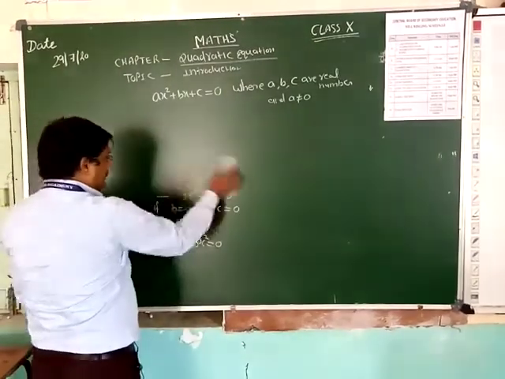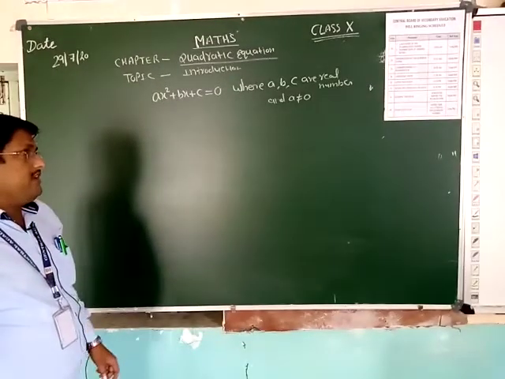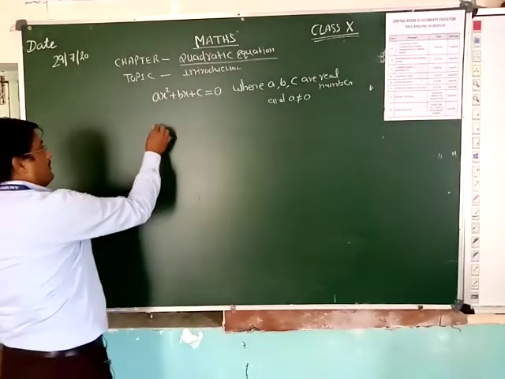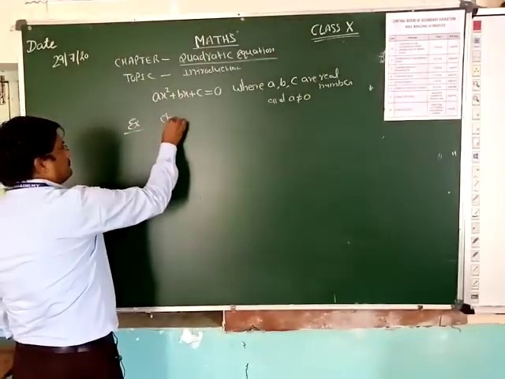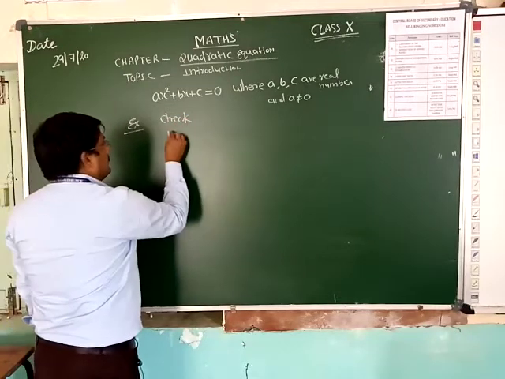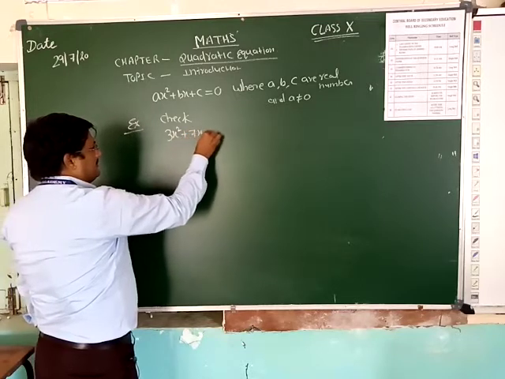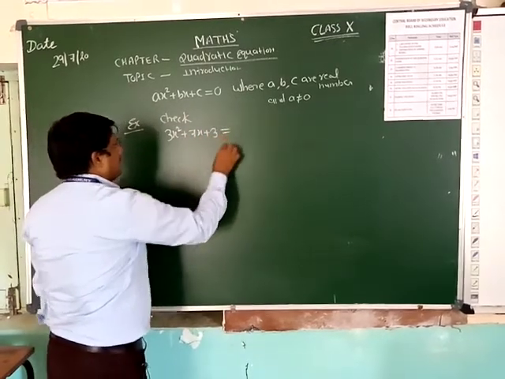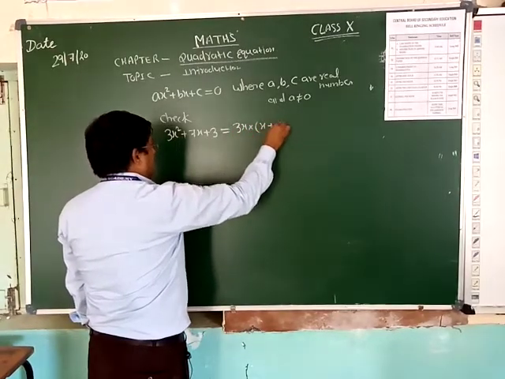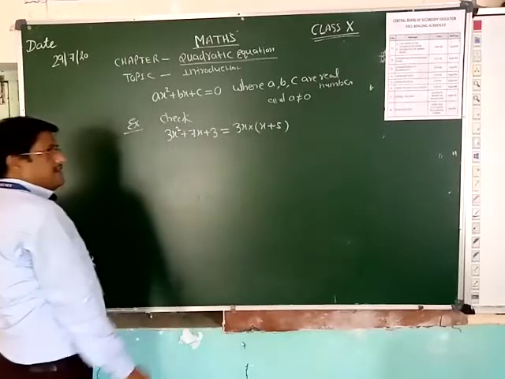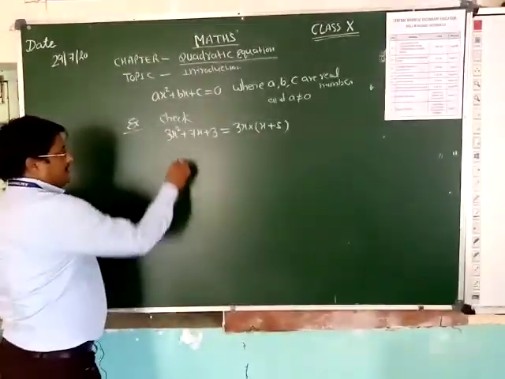Now, check whether the given equation is quadratic or not. Let us give an example. Check 3x square plus 7x plus 3 is equal to 3x into (x plus 5). Check whether it is a quadratic equation or not. First, simplify this equation.